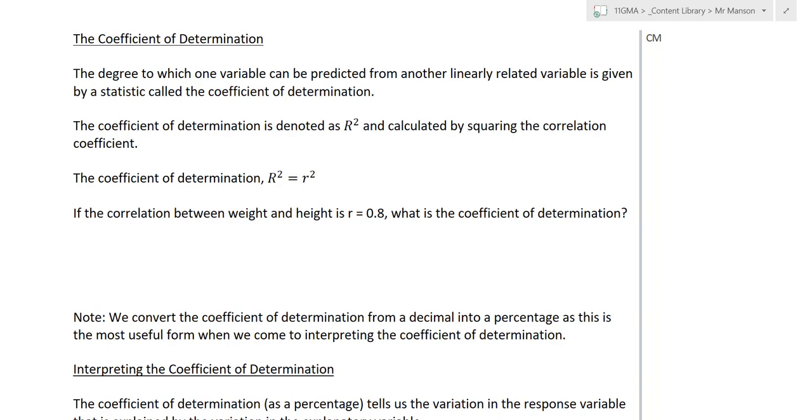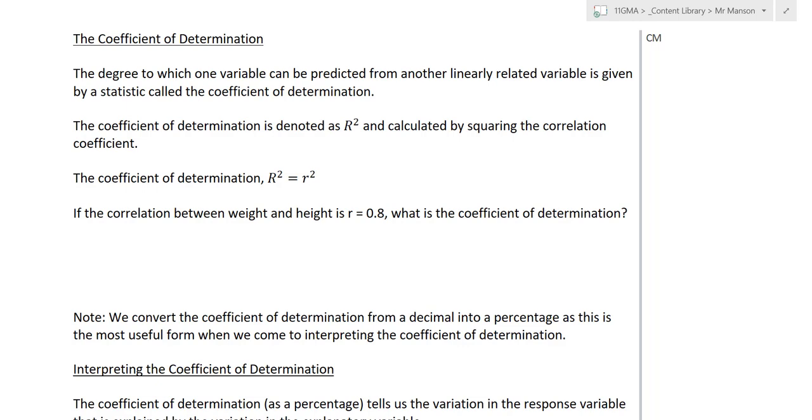So what do you need to know for today's lesson? If you need to work out the coefficient of determination, you just have to get your correlation coefficient and square it. That's it. So really the hardest thing from today's lesson is making sure that you don't confuse correlation coefficient and coefficient of determination. They're the two things.